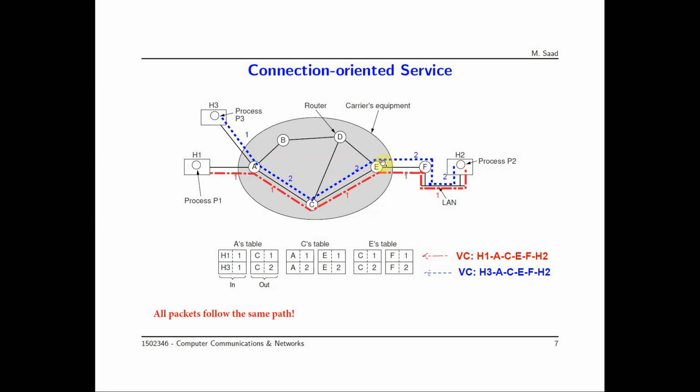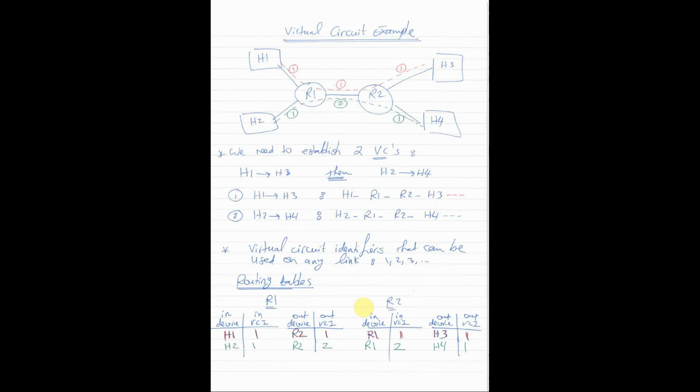And then at router E, incoming device is C. Outgoing device is F. Incoming VCI is 2. Outgoing VCI is also 2, because 2 is used on the link incoming to E, and VCI 2 is also used on the link outgoing from E. That's why we have 2 and 2. Now let's follow a packet. Once we finish that, it means that we have covered this idea and we can talk about the next example.